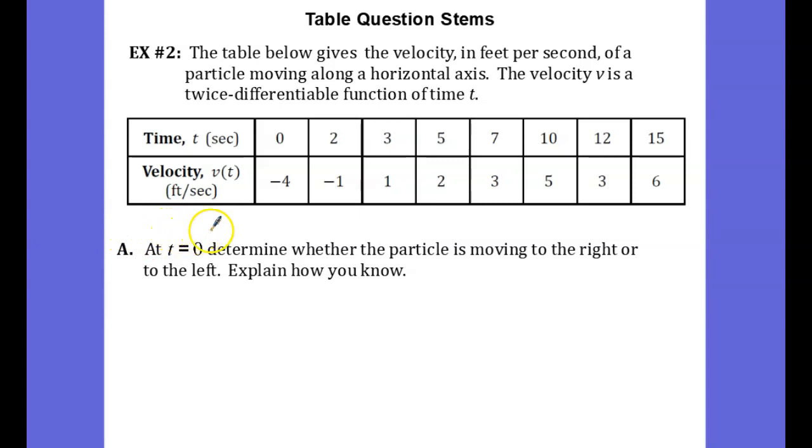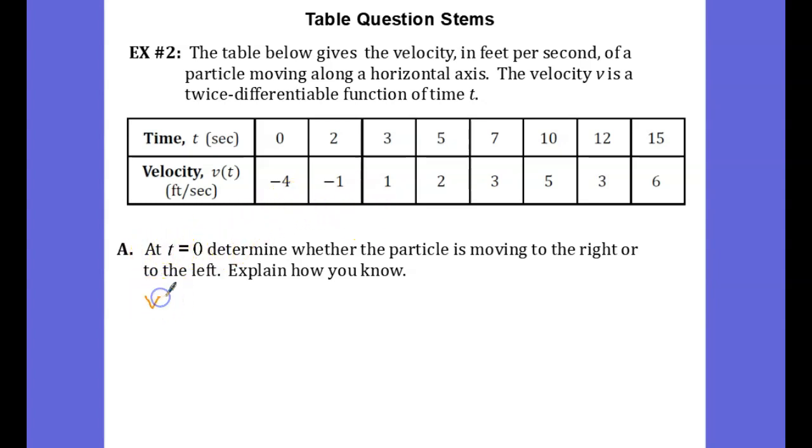At t equals 0, determine whether the particle is moving to the right or to the left. Explain how you know. Well, remember that velocity is a signed value. And so if velocity is negative, we're moving to the left. If it's positive, we're moving to the right. If velocity is equal to 0, then we're sitting still. So let's see what the velocity is at time t equals 0.